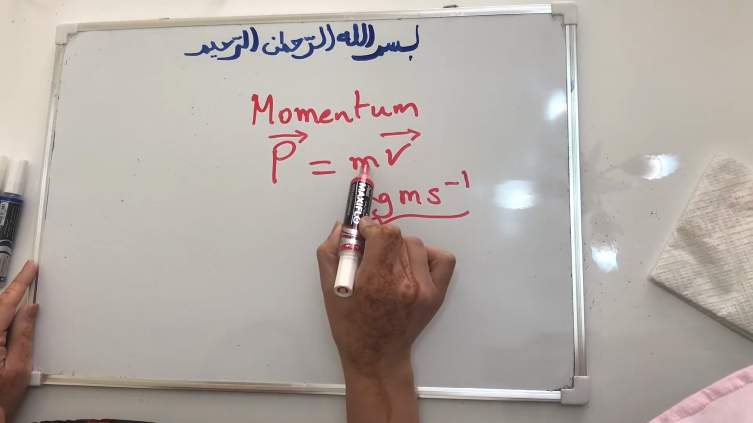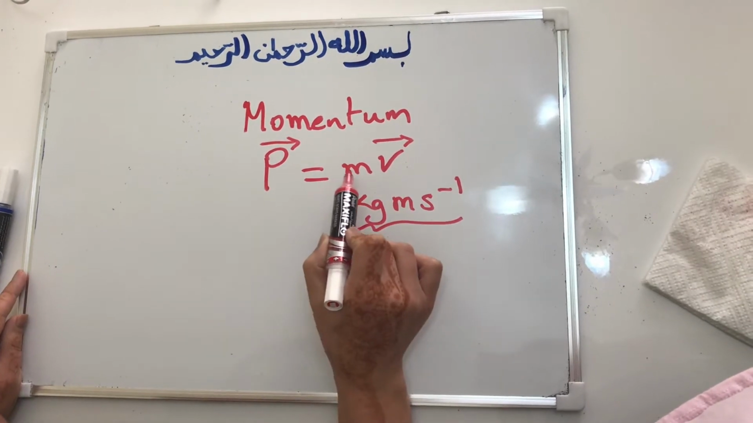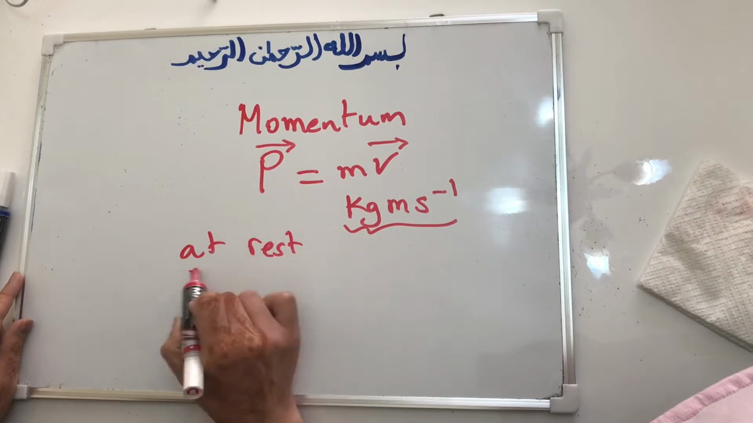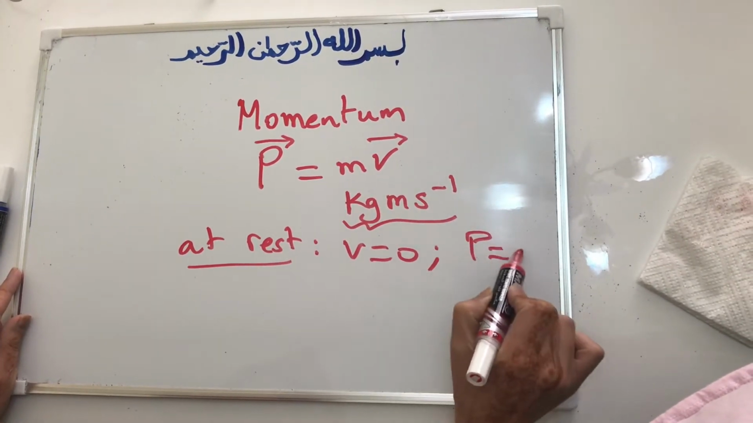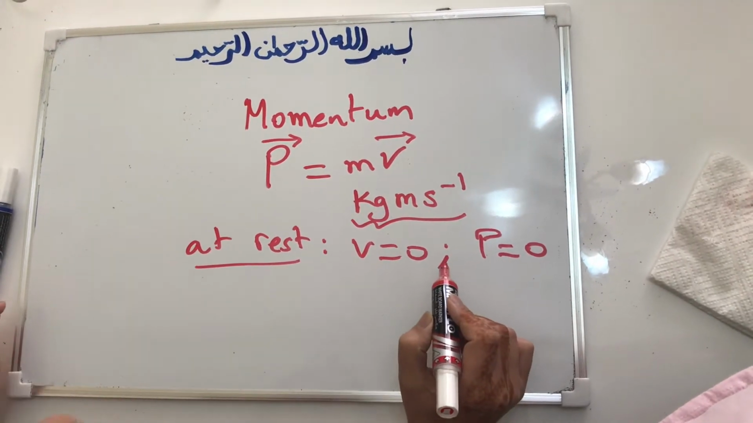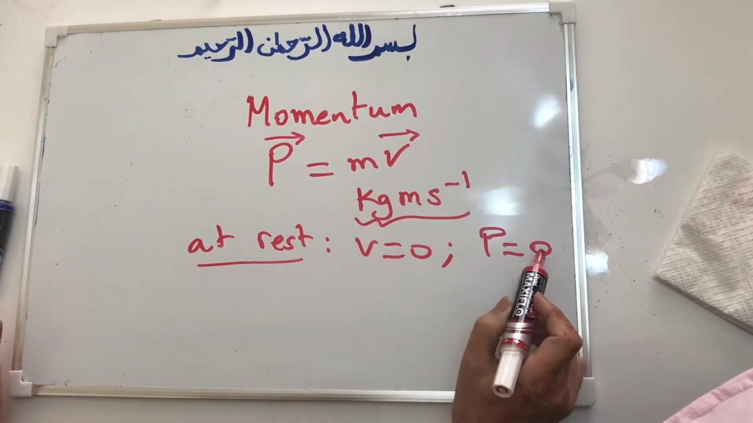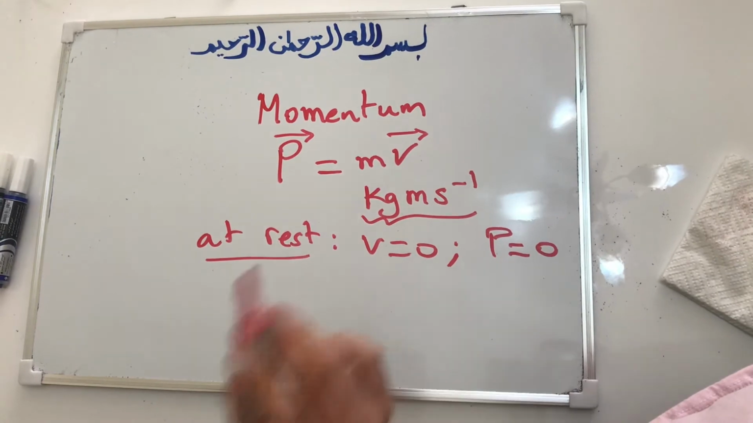You need to have a mass and a velocity in order to have momentum. So if you are at rest, v equals 0, therefore p equals 0. It doesn't matter whether your mass is 0.1 grams or 2000 kilograms. v equals 0, p equals 0. Also, if you're massless, well, that's another story.